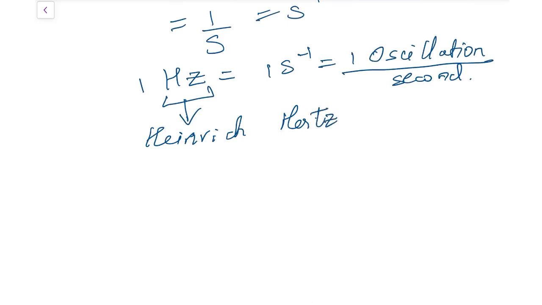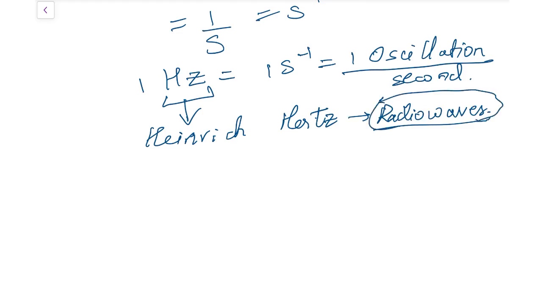From Germany, who was the discoverer of radio waves. So I hope now you will understand and remember what the unit of frequency is.